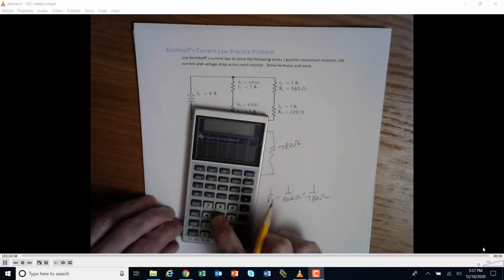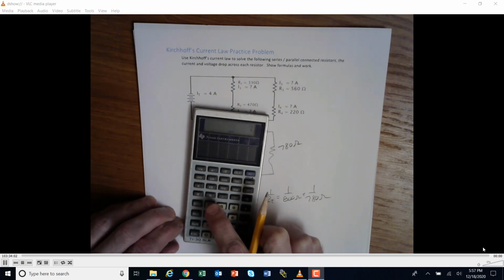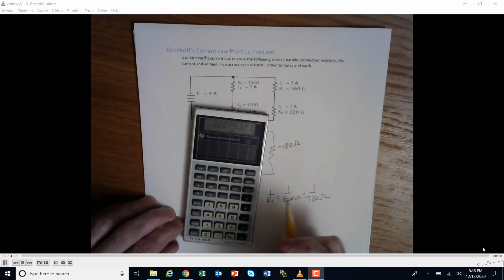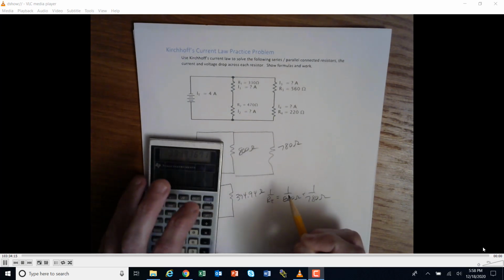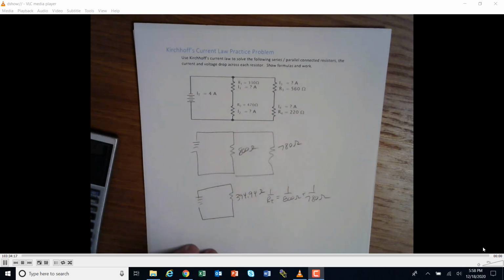1 divided by 800 equals, plus 1 divided by 780 equals. I then need to take the 1 over x, and I ended up with 394.94 ohms. 394.94 is the equivalent to this, okay?